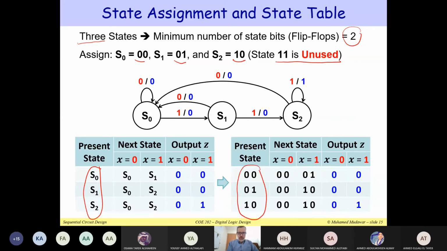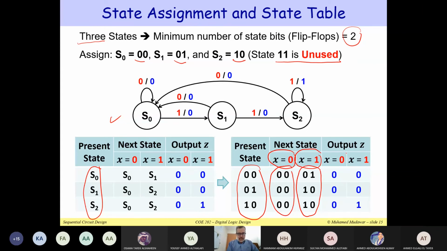Notice that here I'm showing the next state and the output. The next state is shown when x is equal to 0 and when x is equal to 1. This is my next state when x is 0, and this is my next state when x is 1, according to this state diagram. So just take the information shown in the state diagram and put it in the state table.